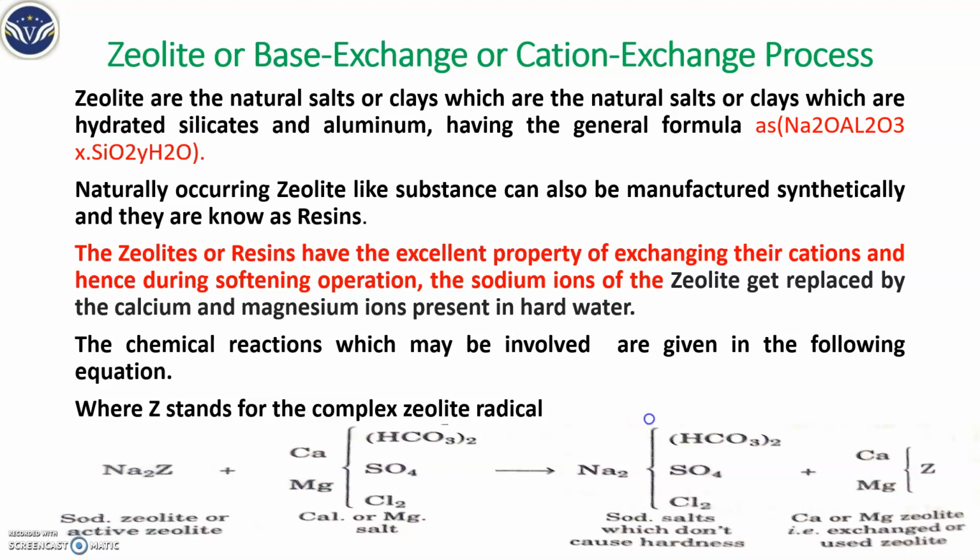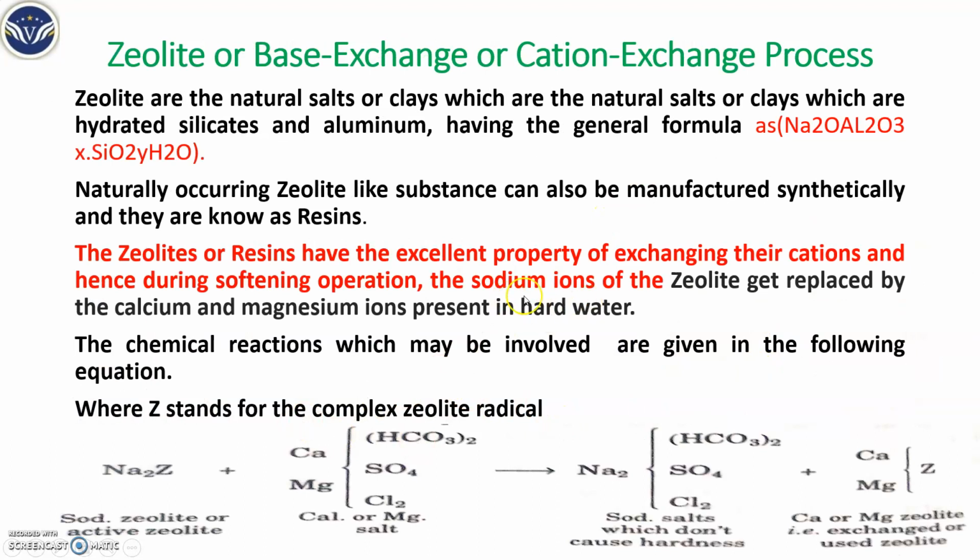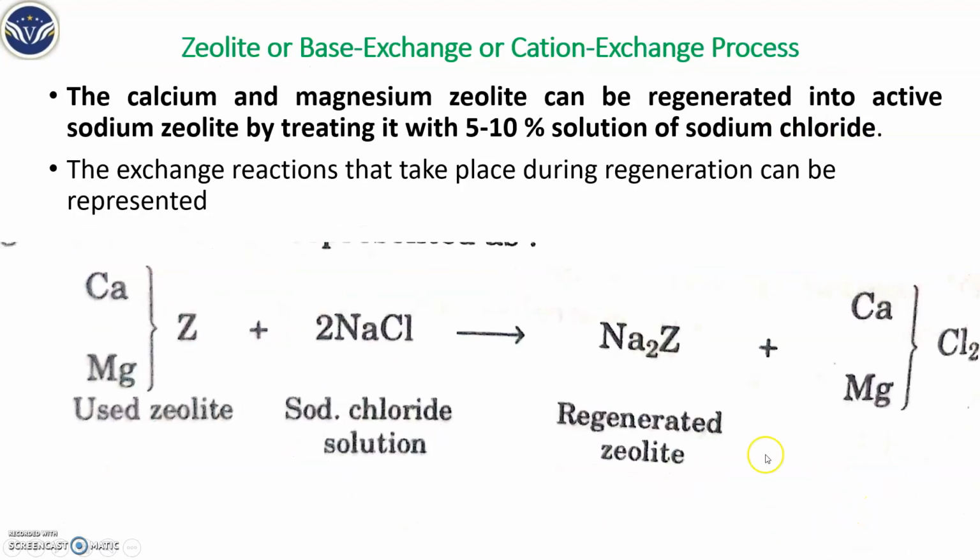Next one. Again, this one can be regenerated. The calcium and magnesium, which has been replaced by that sodium, that sodium can also be regenerated by using 5 to 10% of sodium chloride. So whatever has been replaced can be regained by using 5 to 10% of sodium chloride. You can see in this equation how it is regenerated back. The sodium ion was replaced with the calcium and magnesium in this reaction, and again it has been regenerated back by using a solution of sodium chloride itself.